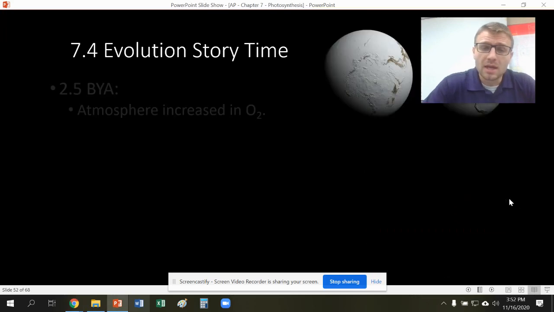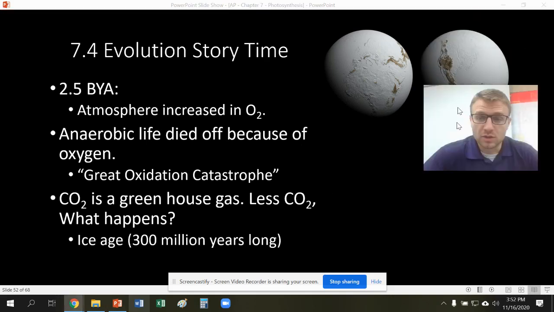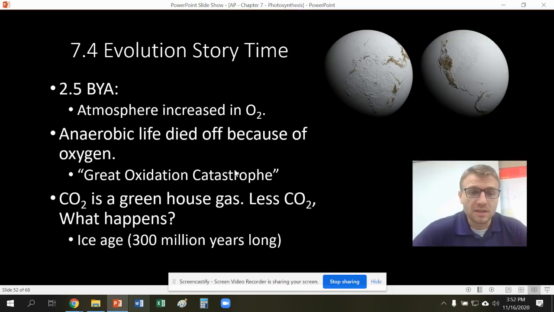Now, crazy as it may seem, about 2.5 billion years ago, there was so much oxygen being produced that we see what's called the Great Oxidation Catastrophe, or the Great Oxidation Event. This is because most of the anaerobic life at that period started to die off, because there was so much oxygen in the air. Photosynthesis kind of ran out of control at this point.